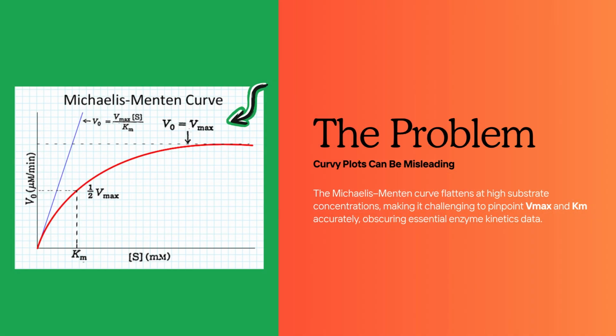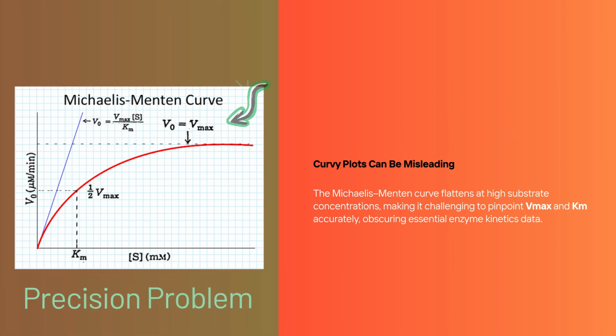Here's the classic Michaelis Menten curve, rate on the y-axis and substrate concentration, S, on the x-axis. The curve rises and then flattens near Vmax. That flat top makes it hard to pinpoint exact values, like the Km, which is the substrate level at half of Vmax. Great picture, tricky measurements.